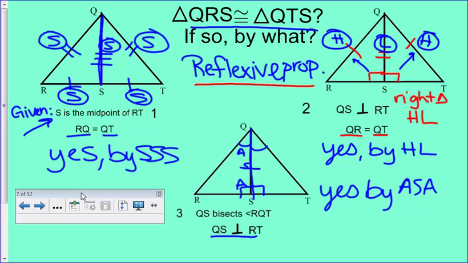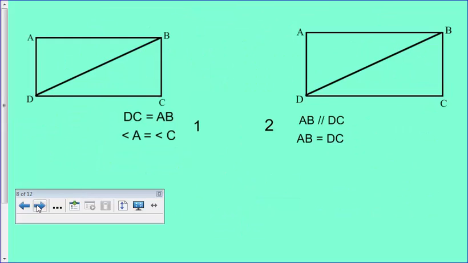All right, so let's look at another diagram. Hopefully you're picking up on the concept of this, that you can't just keep marking things. So let's go ahead and mark DC and AB congruent, because that's the first part of the given. The next part just says angle A and angle C are congruent, okay?